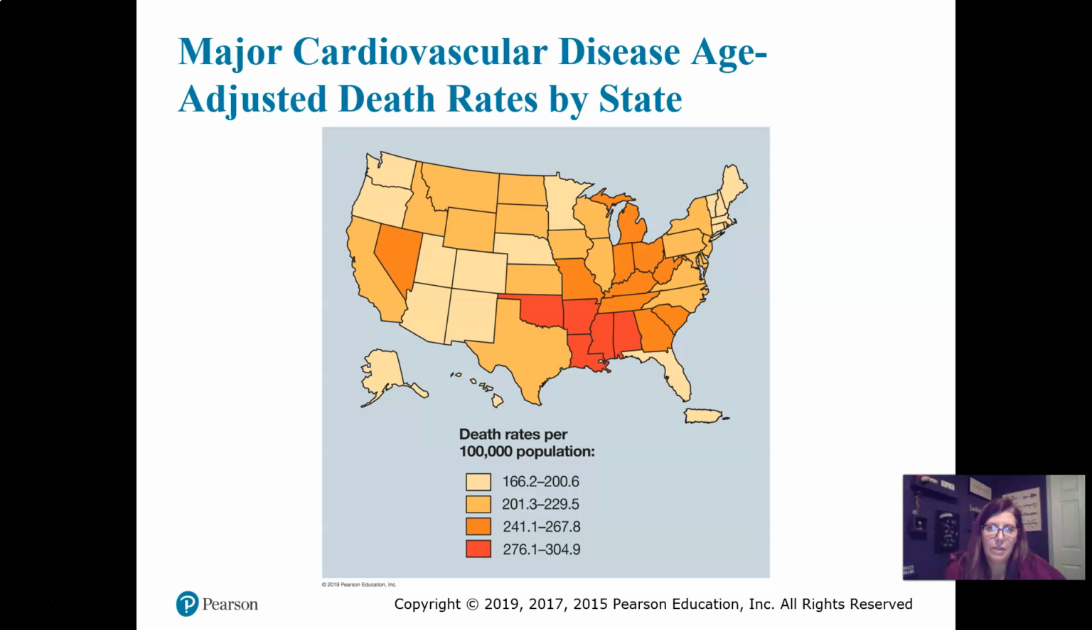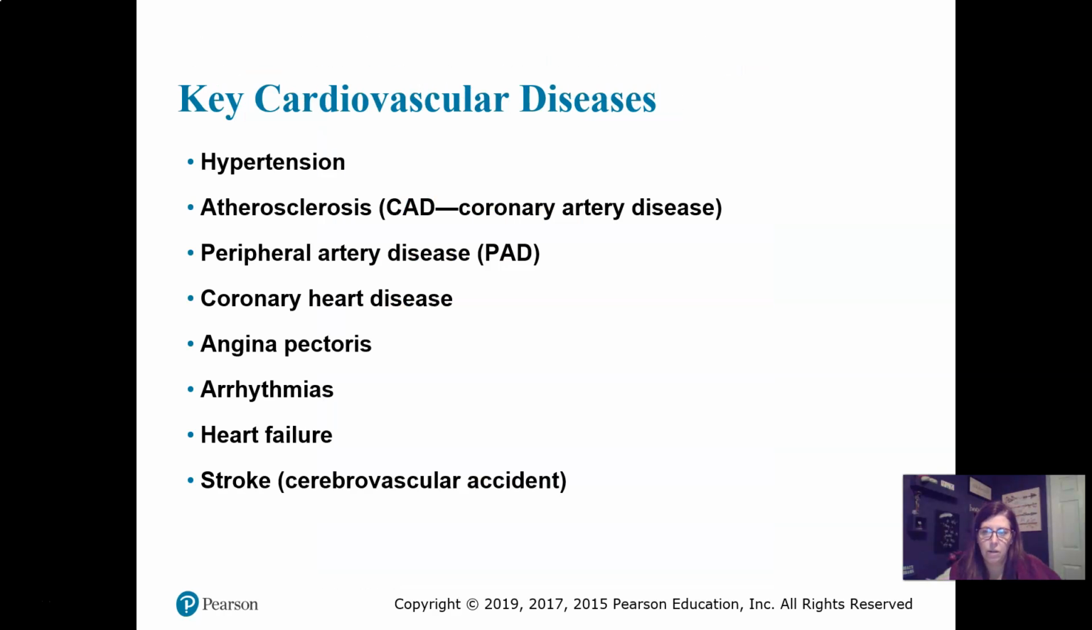Here's a map of the United States with the major cardiovascular disease age-adjusted death rates by state. So the death rates are per 100,000 population. And I don't know, guys, we're up there. Indiana is in the orange. We're just a step below the red zone. So I think we need to take a look at what's going on within our communities that is increasing those factors of CVD.